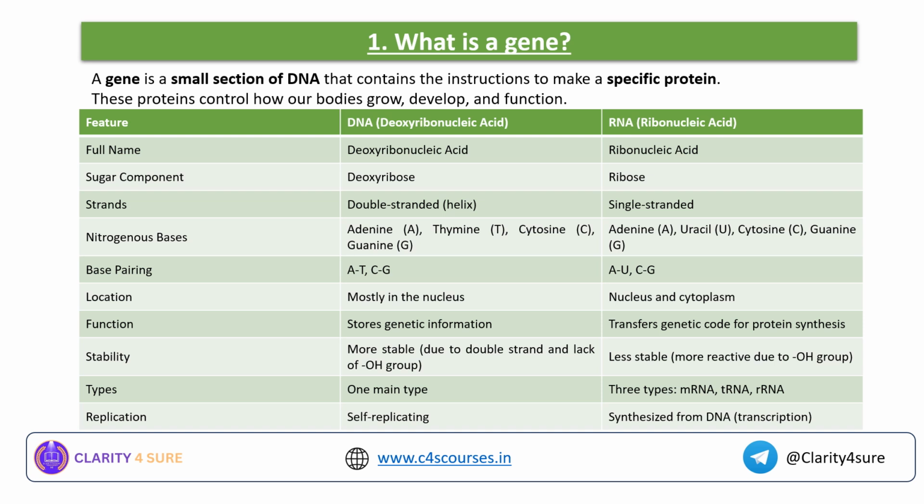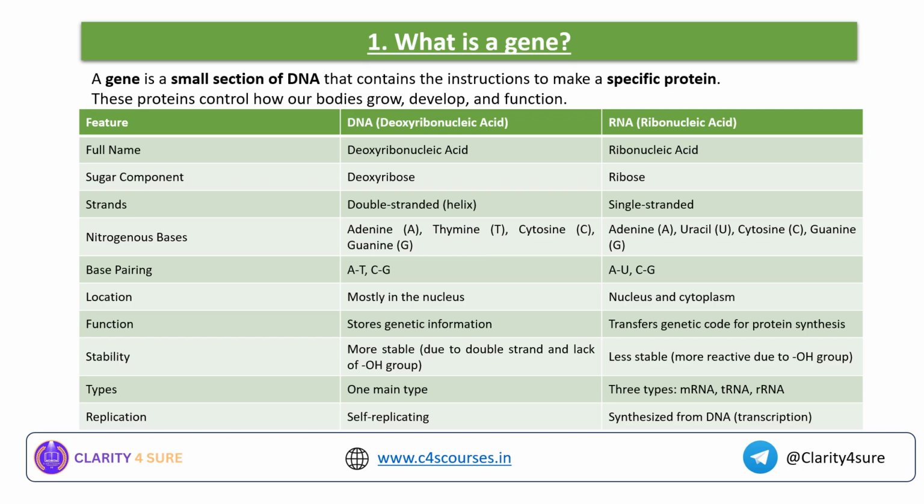Base pairing: see, both DNA and RNA will always be present in the form of pairs only. It is adenine and thymine, and cytosine and guanine. In RNA, it is adenine and uracil, cytosine and guanine. So what is the location of a DNA? We all know that the location of a DNA will be mostly in the nucleus, whereas the RNA is present in the nucleus and the cytoplasm.